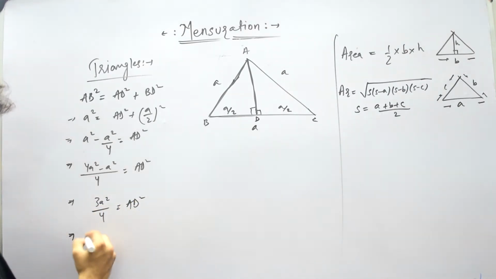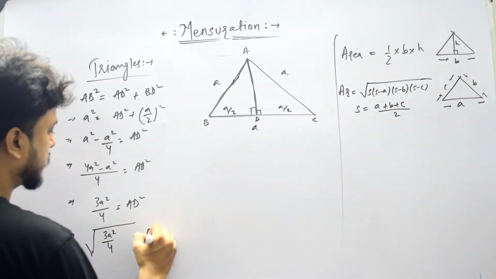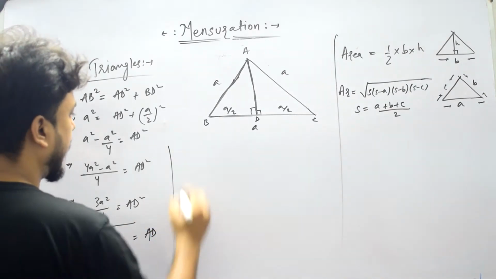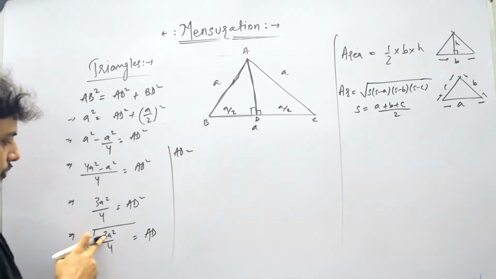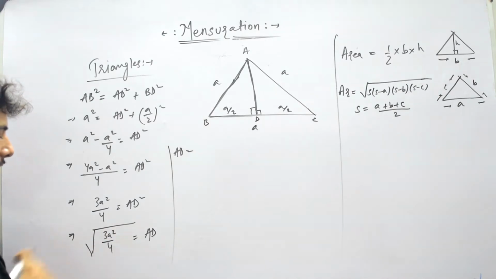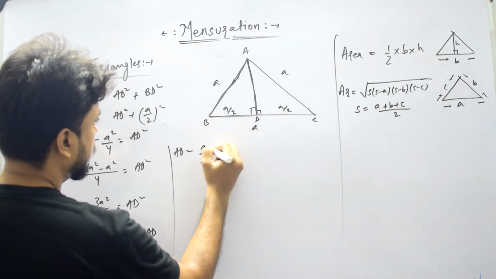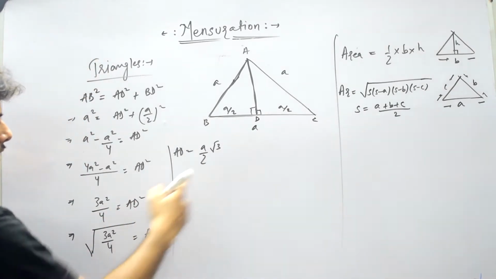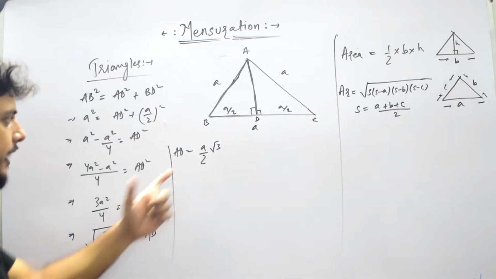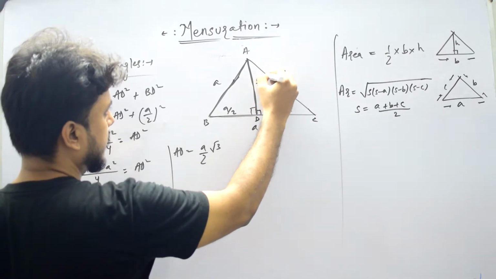Now this square will come to this side, it will become root over 3A square by 4 equals AD. That means we have AD equals, now see, this root 3 will be inside the root. For this A square, A will come out, and 4 is also a perfect square, so for this 2 will come out. So we will get A by 2 root 3. See, root 3 remains inside the root, 4 becomes 2, and this becomes A. Now AD is the height, that is A by 2 root 3.